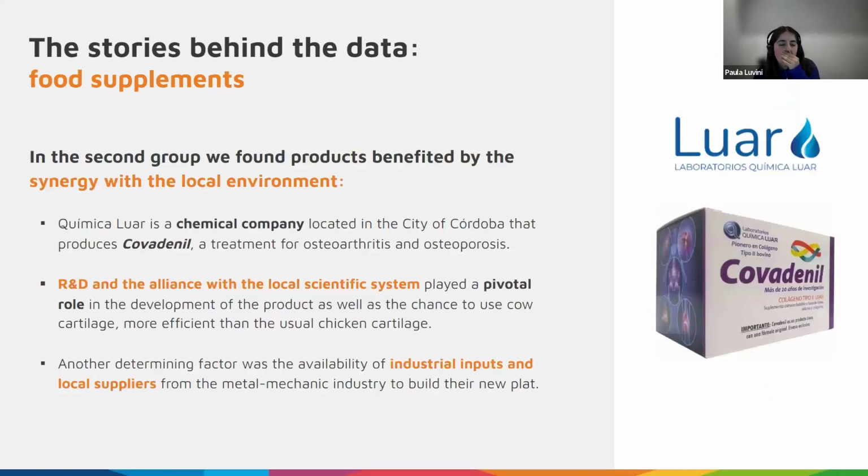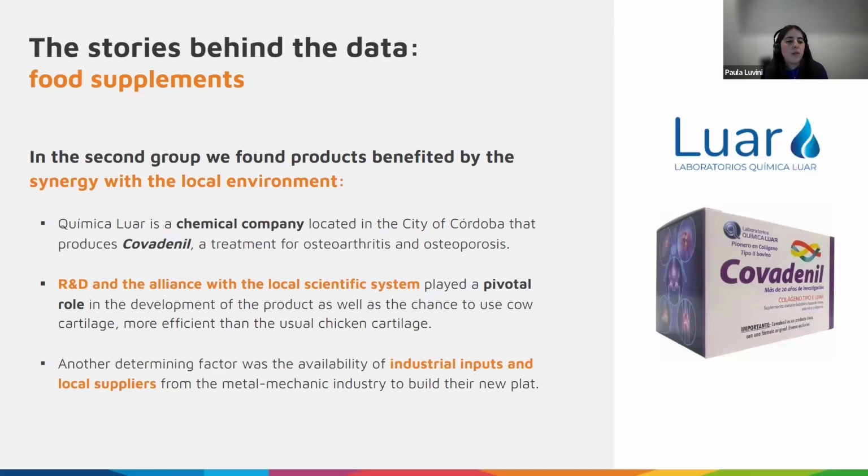And the second case was from the food group, with a twist: food supplements. Food supplements are, for example, things derived from vegetables and fruits, which are fortified with minerals and vitamins. In this case, we found that in Córdoba there was a chemical company called Loire, which was exporting cobadenil, a food supplement that treats osteoarthritis and osteoporosis. And it's kind of a unique treatment because it uses bovine cartilage and not chicken cartilage, as many other companies use.